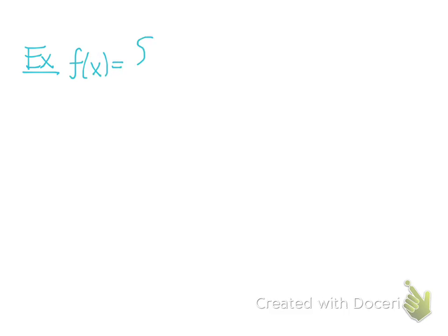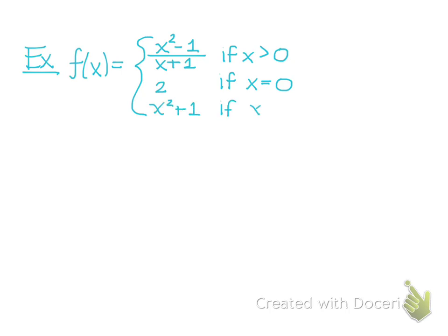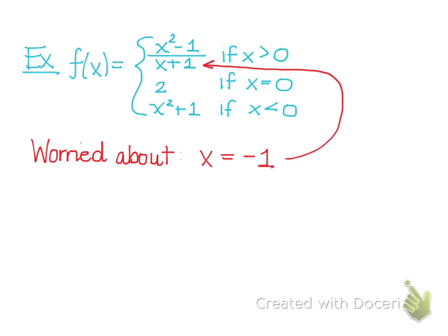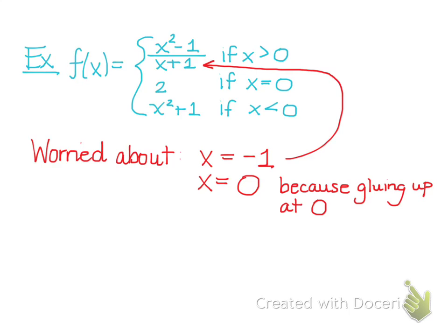Let's look at an example of this. So let f of x equal x squared minus 1 over x plus 1 if x is greater than 0, 2 if x is equal to 0, and x squared plus 1 if x is less than 0. We are worried about x equals negative 1 because we might need to divide by 0. We're also worried about x equals 0 because this is a value where we're gluing up multiple piecewise functions.